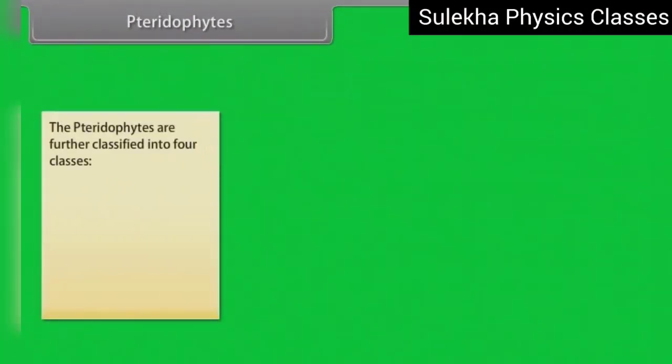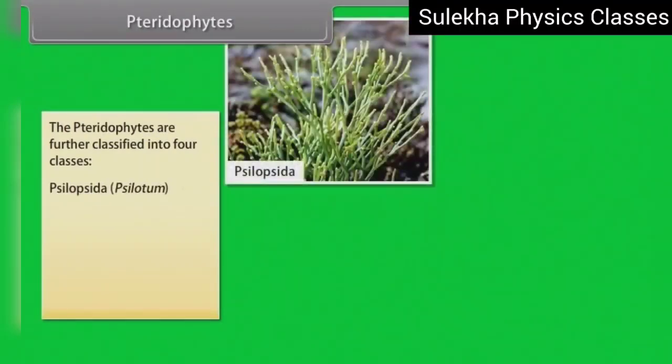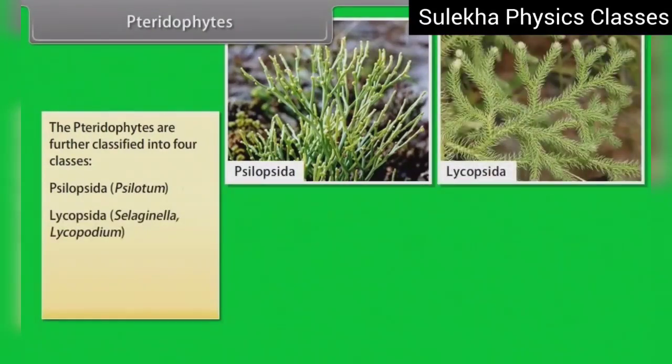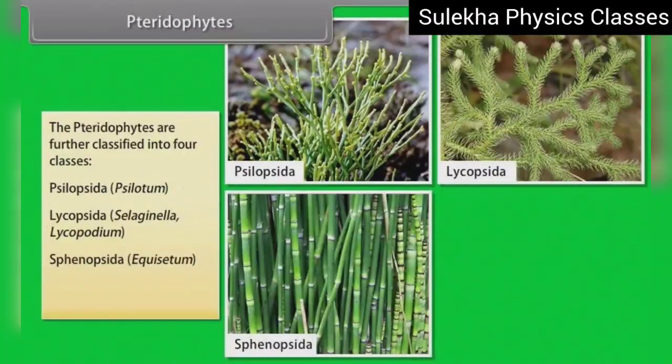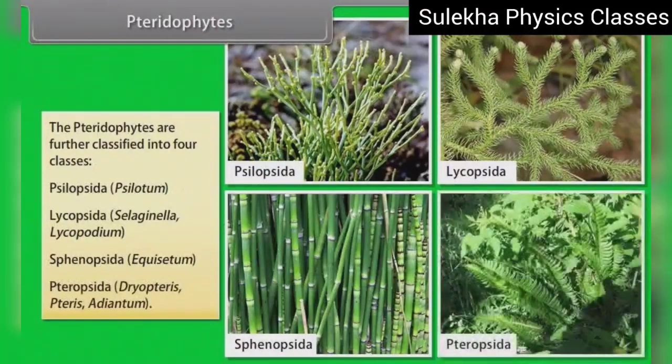The pteridophytes are further classified into four classes: Psilopsida, Psilotum; Lycopsida, Selaginella, Lycopodium; Sphenopsida, Equisetum; Pteropsida, Dryopteris, Pteris, Adiantum.